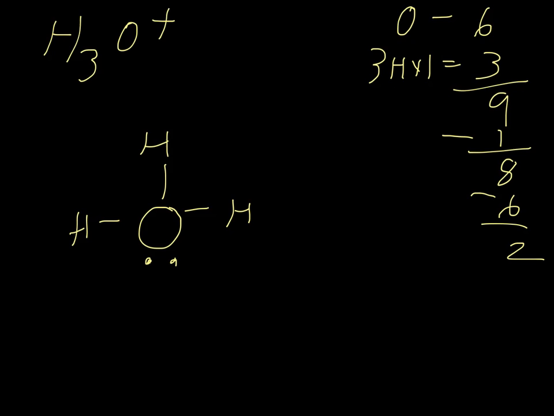Now, because I have a polyatomic ion, I want to place the Lewis structure in square brackets with the charge as a superscript. Chemistry's easy, life is hard, yes?